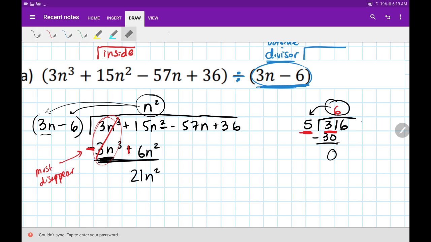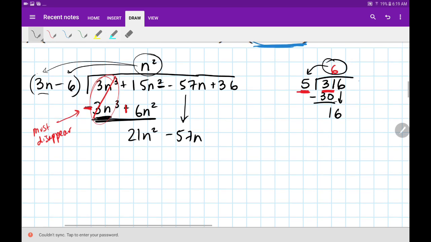Once I have this answer, we bring down the next term, which is a minus 57n. Okay, so we're facing the same problem that we had before. Now we need to focus on the first term. I have a 3n. I need a 21n squared. So 3n times what will give me 21n squared? Well, 3 times 7, or positive 7, we have to have the sign. This is important. 3 times positive 7 gives me 21, and n times n will give me my n squared.